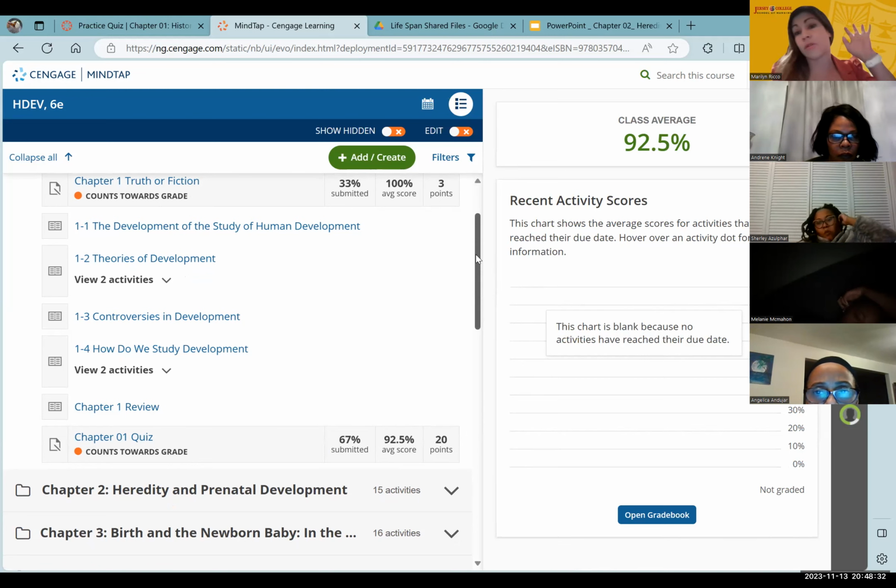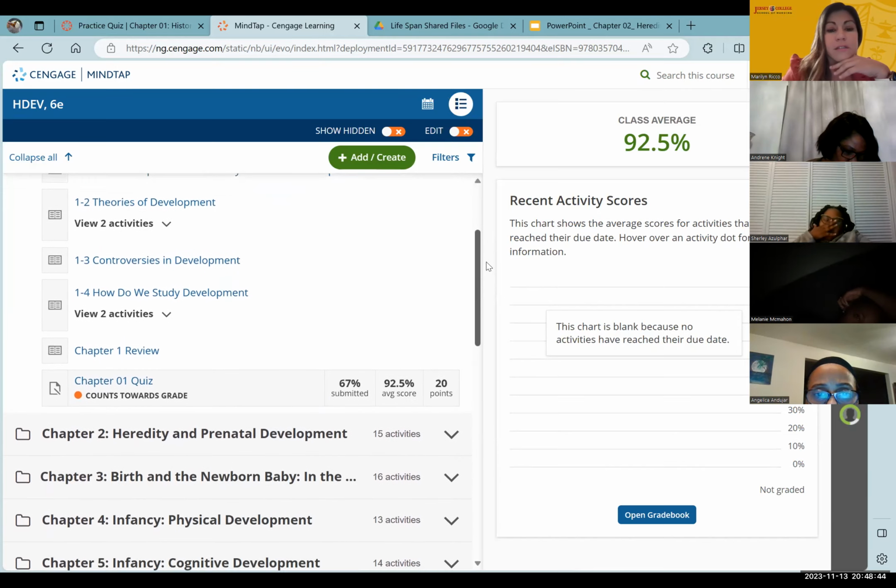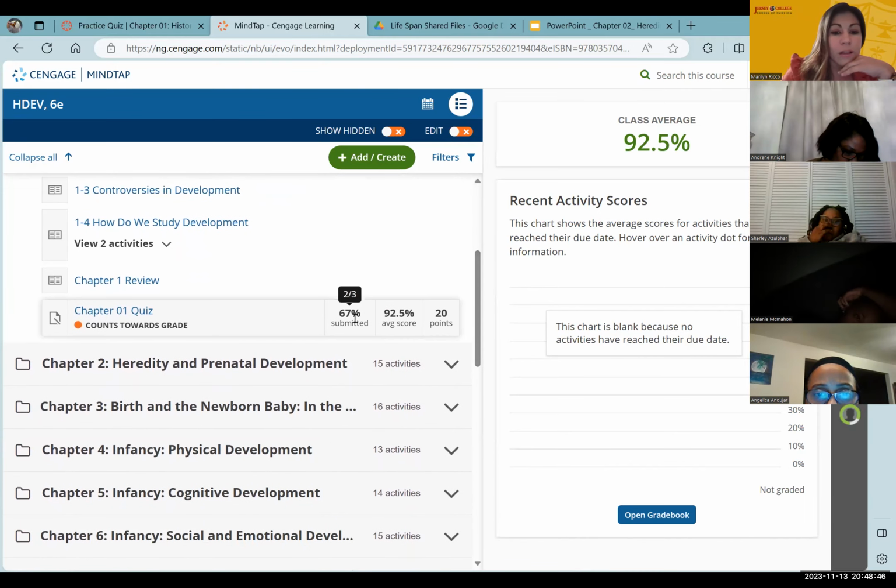And last semester, I told everybody to use it, and maybe 5% of my class used it. So I'm telling you guys, you have so many resources. Utilize it. Test yourselves. Play around. Test yourselves until you get it right. I know that there's a way to get the answers. I just have to play around with it myself.